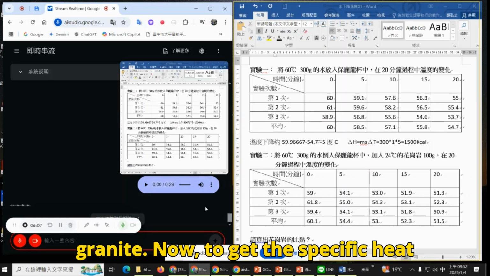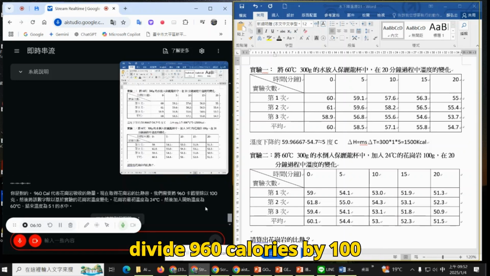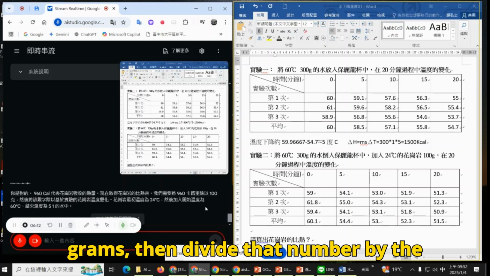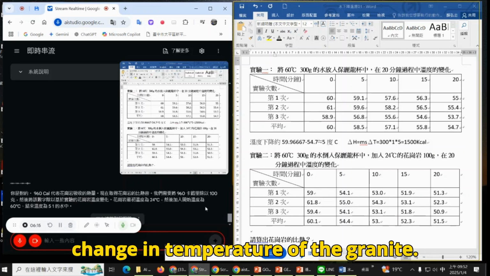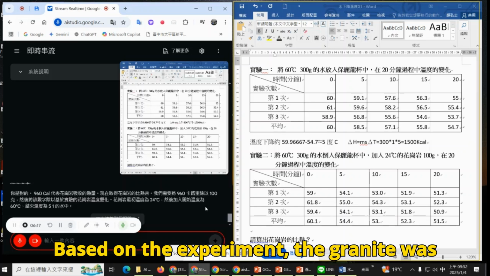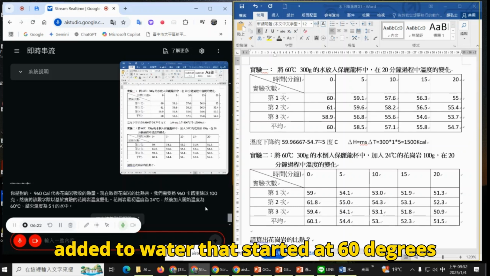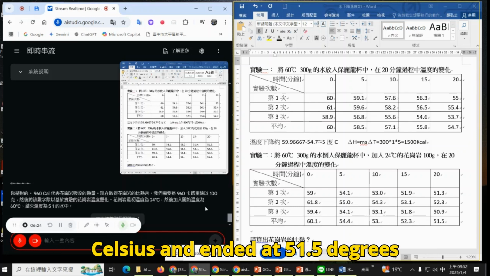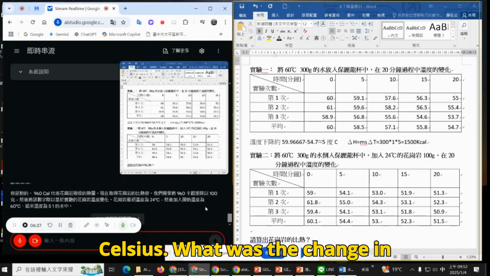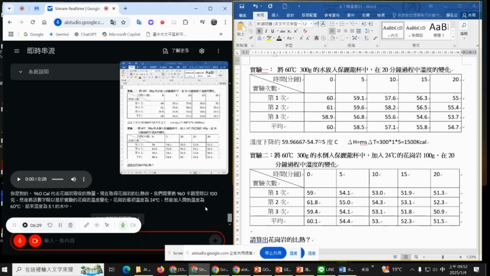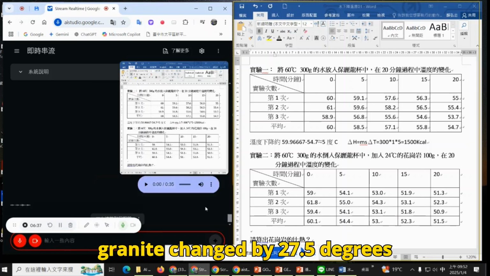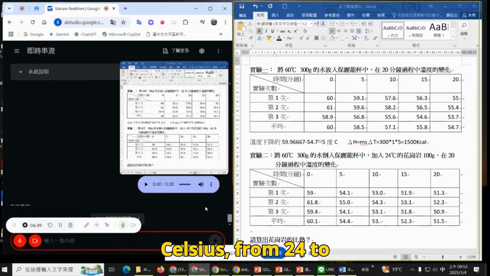Now, to get the specific heat capacity of the granite, we need to divide 960 calories by 100 grams, then divide that number by the change in temperature of the granite. Based on the experiment, the granite was initially at 24 degrees Celsius and was added to water that started at 60 degrees Celsius and ended at 51.5 degrees Celsius. What was the change in temperature of the granite? 所以这样算出来是多少呢？The granite changed by 27.5 degrees Celsius, from 24 to 51.5 degrees.